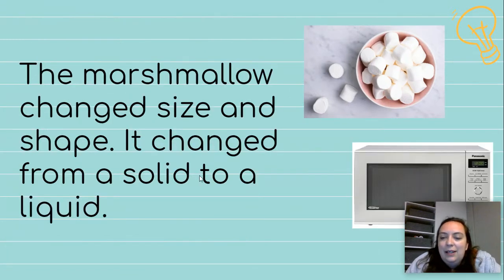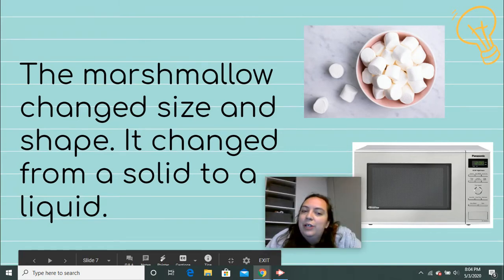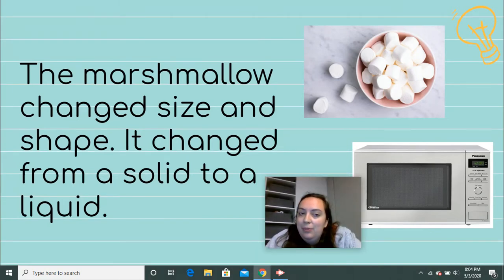All right, so we saw, let me move myself. We saw that the marshmallow did change. So when we put it in the microwave, it changed size. It got bigger, so it like poofed up. It also changed shape. So it used to be more like a cylinder, and now it's really, I don't know how to describe the shape. It like poofed out. It definitely doesn't look the same.